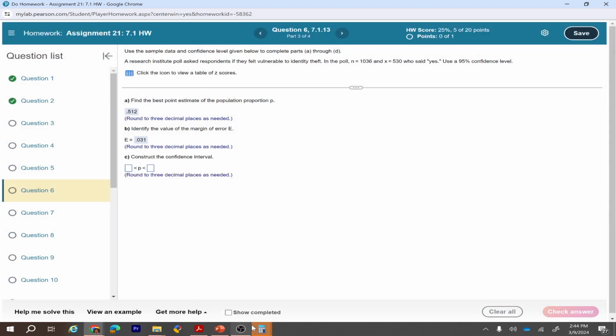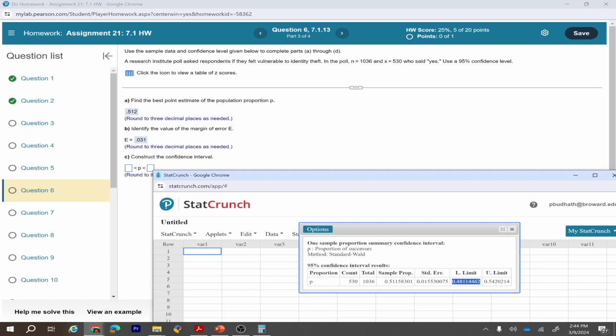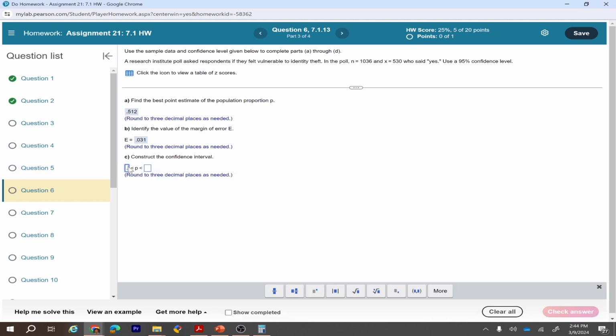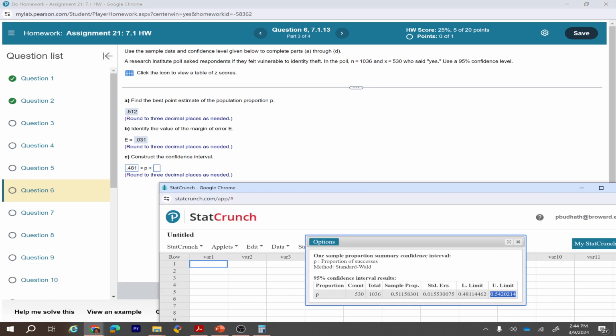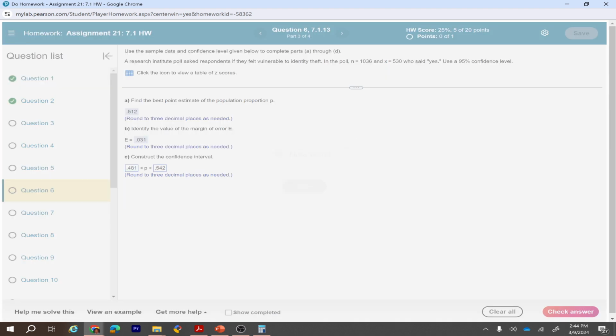Okay, so what is the confidence interval? The confidence interval is already given here. The lower limit is 0.481. The upper limit, go back here, this is the upper limit, is 0.542. And that's all.